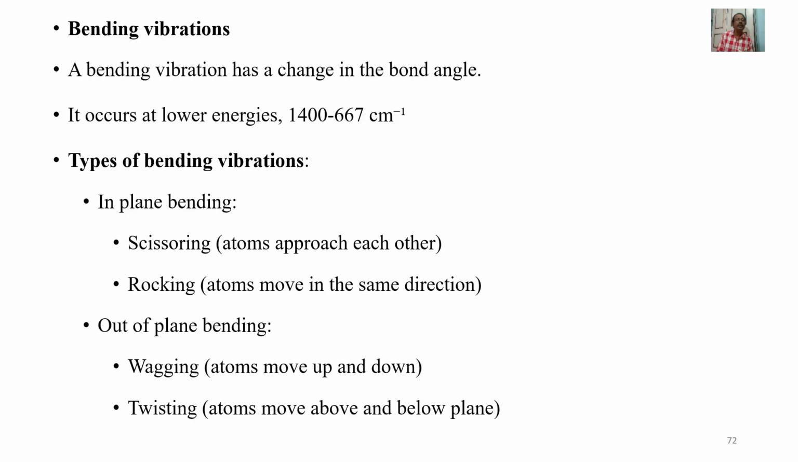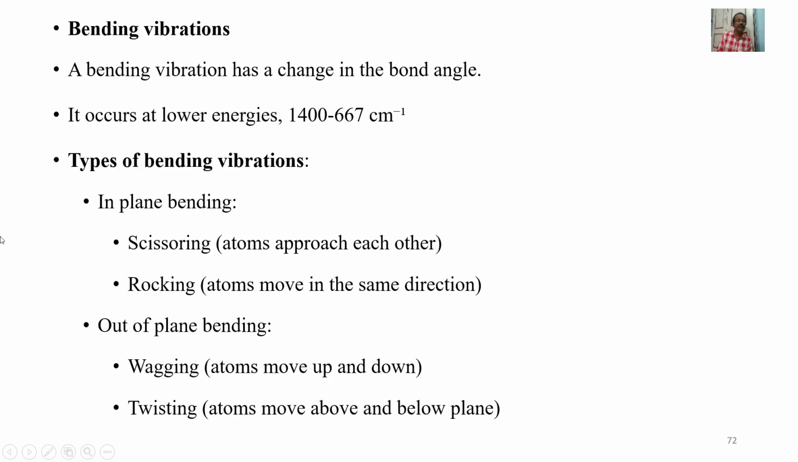Bending vibrations. A bending vibration has a change in the bond angle. It occurs at lower energies, 1400 to 667 cm⁻¹. There are two types of bending vibrations.